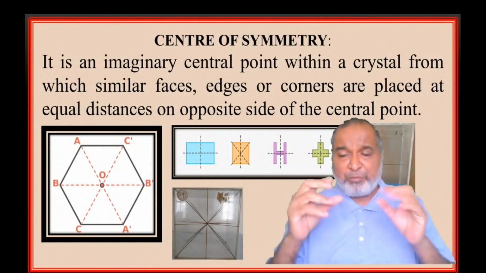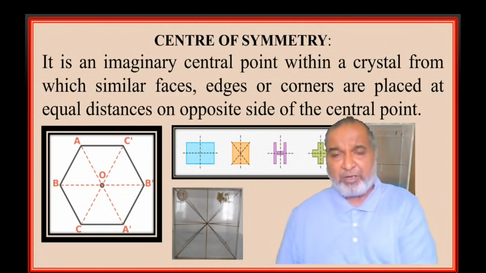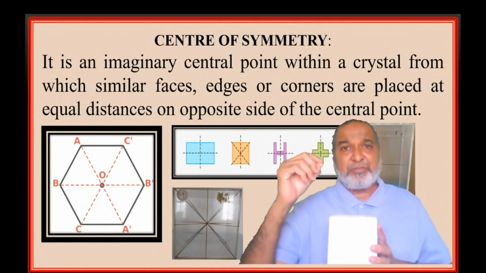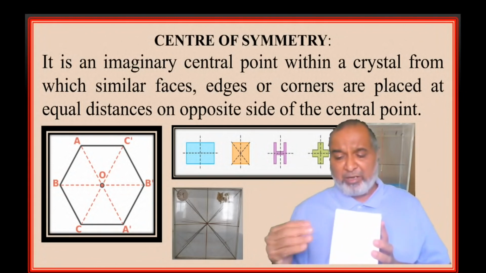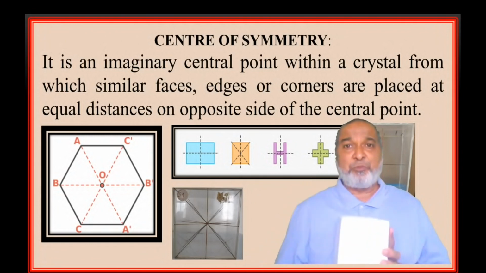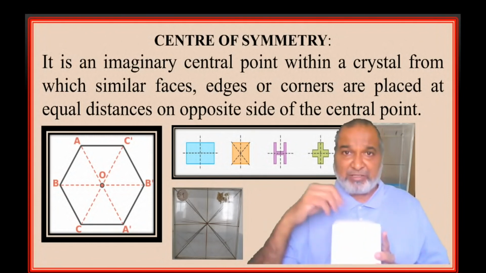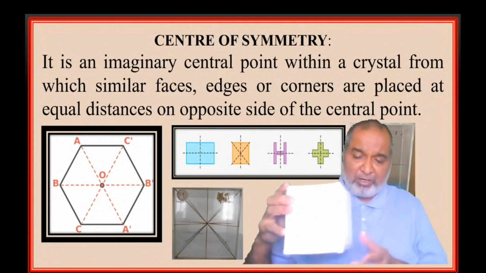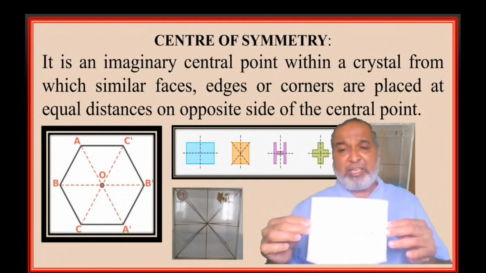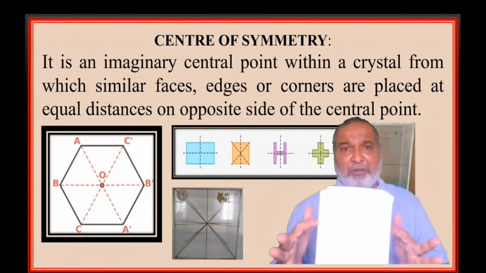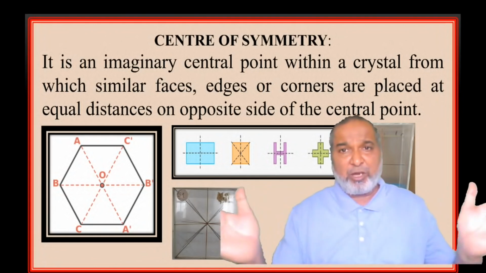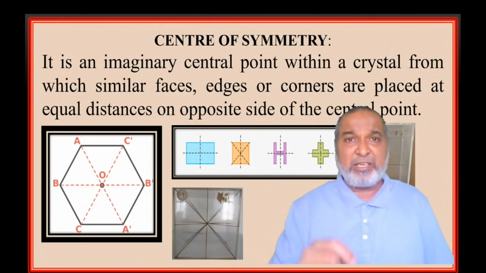The last one is center of symmetry. It is an imaginary point in the center. Whenever a solid model is there, in the center there is a center point. From that center point, edges, corners, and center of the face should be at equidistance from that center. Opposite one. If you hold this corner, the opposite corner, from the center they are equidistant. These two edges, they are equidistant. These two faces, from the center, they are equidistant.